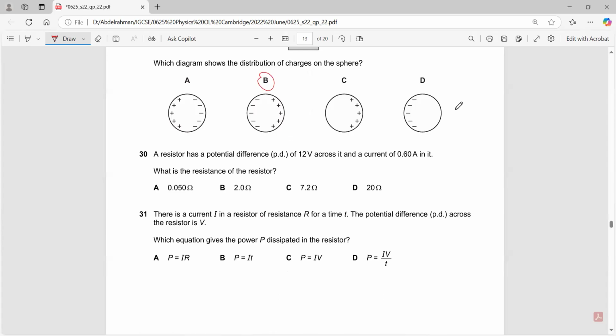A resistor has a potential difference of 12, a current of 0.6. What is the resistance? R equals V over I, so 12 over 0.6, which is 20 ohms. Which equation gives the power dissipated in the resistor? Power equals IV.